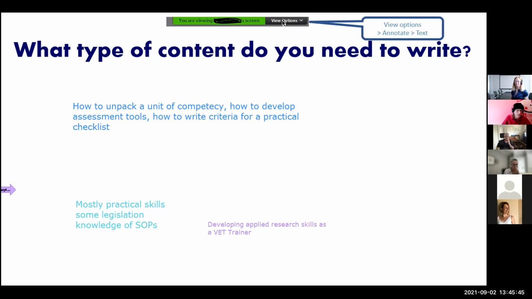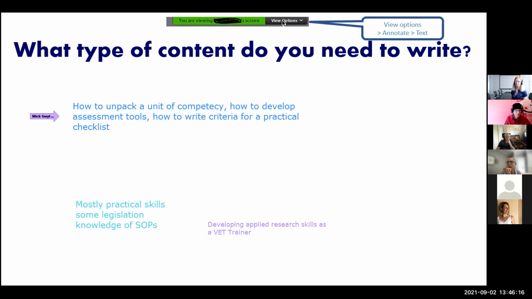Now this one's interesting. How to unpack a unit of competency? That sounds like you're writing for diploma? No, TAE? It's a diploma level unit, but it's in the TAE. So it's develop and design assessment tools. And what has been your thinking there about an approach to maybe bringing some lightness into that, to write it in a way that helps it stick with examples?